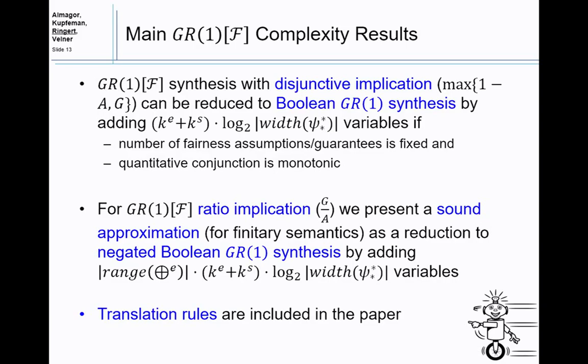Gr1F for the ratio implication, we can only do efficiently for an approximation. And this would be finitary semantics, where we say that every value has to be matched with the ratio within some finite amount of time, but we don't have to give this bound. But there is some finite bound. And we can reduce it again to a negated Boolean Gr1 game with even a little bit more memory. So the range here would be the values that the conjunction can evaluate to.